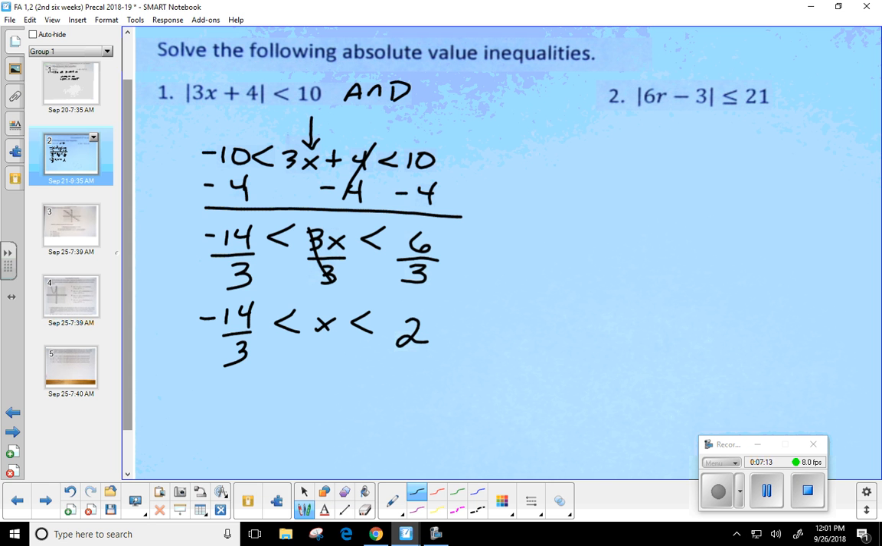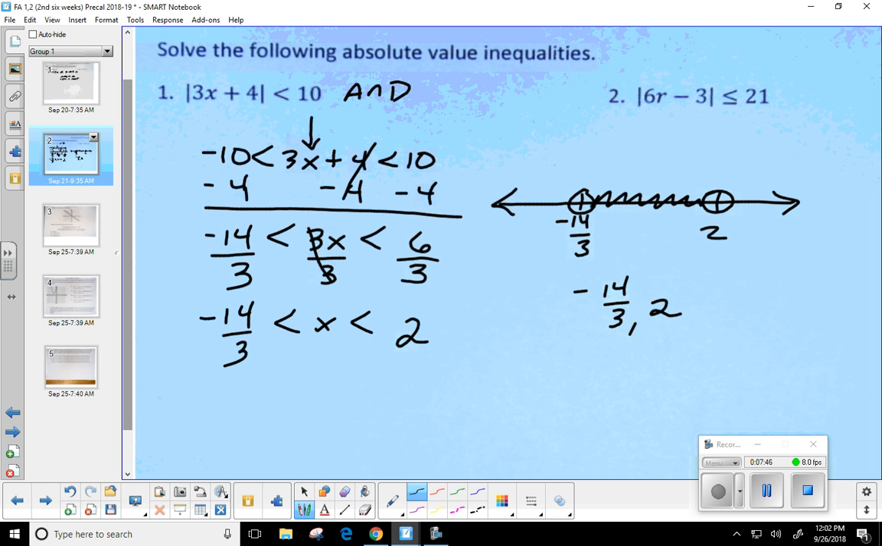And remember, last week she spoke to you about showing these graphically and in interval notation. So I'm going to put negative 14 thirds and 2 on here. Open or closed? Open, because we don't have equality. So open circle. And remember, your graph should mimic what your expression looks like. I want every value between these two, so I'm going to go ahead and shade between. And I know that in my interval notation, the lower boundary is negative 14 thirds and the upper is 2.